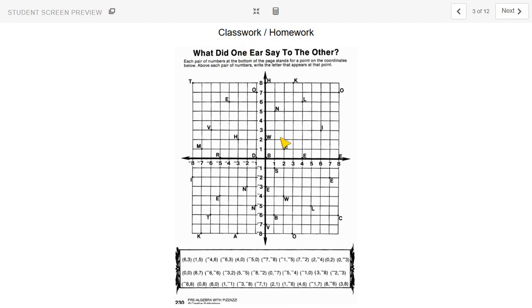Pause the video now. Try some of this work. Each pair of numbers at the bottom of the page stands for a point on the coordinate plane. When you match it, write the letter, and it's going to come out with an answer to the joke: what did one ear say to the other?